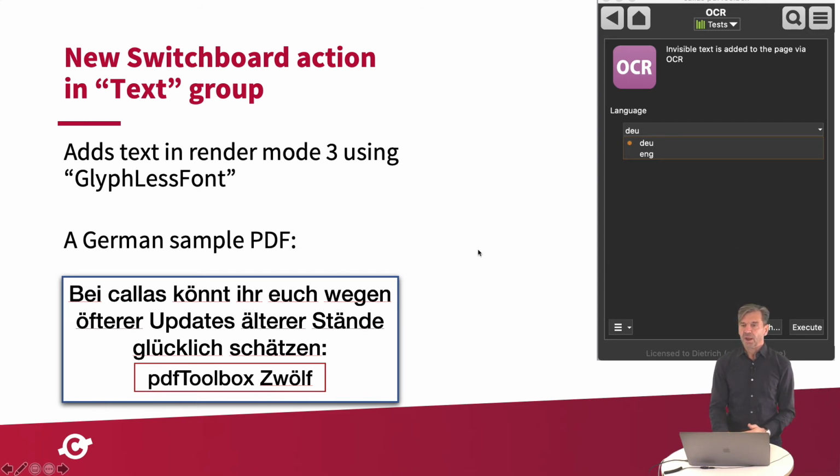Therefore, I have created a simple statement where I used as many German umlauts as I could come up with. For those who don't speak German, it basically says you can be happy with callas because you get frequent updates to older versions. And now we have pdfToolbox 12 and 12. The German 12 means 12.